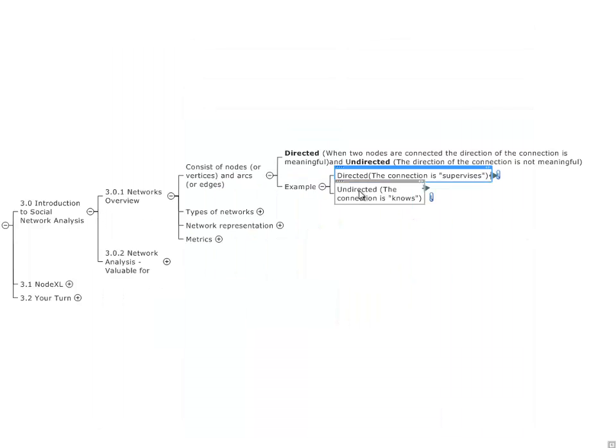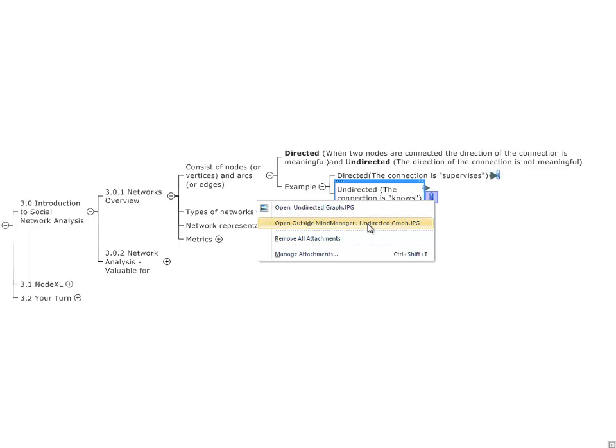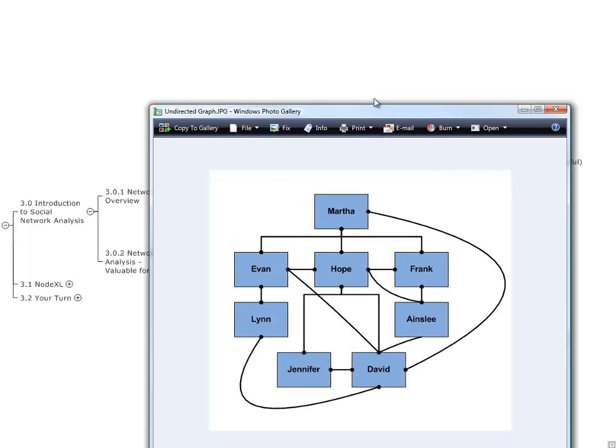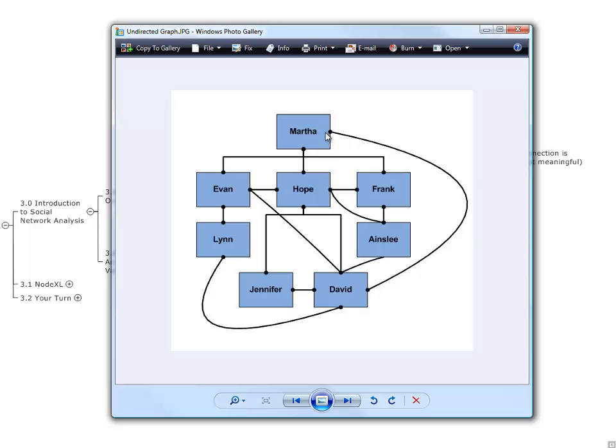If you look at this same set of nodes, but maybe the connection is defined by knows instead of supervises, so that one person just knows somebody else. In this particular case, Martha knows David. She doesn't supervise him, but certainly knows him. If you look at the pattern here, you can begin seeing some interesting things visually. For example, David is obviously pretty well connected, even though he's at the bottom of the organization chart here. He's a pretty well connected individual.